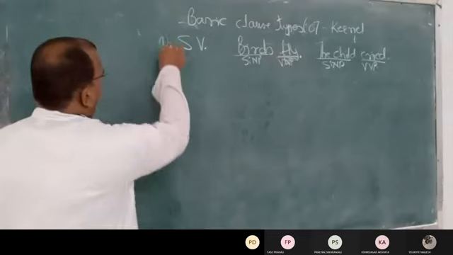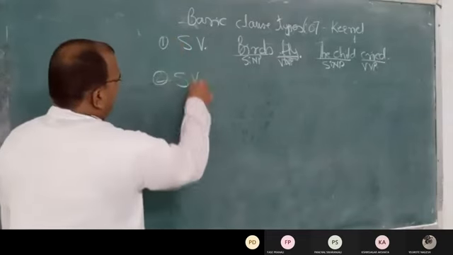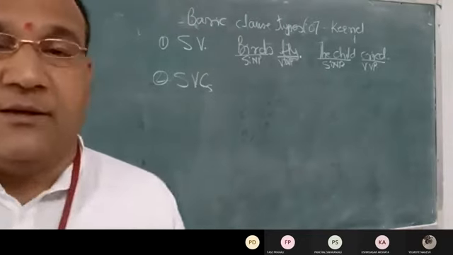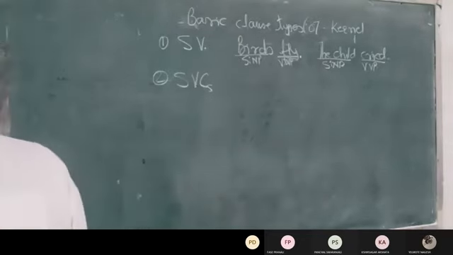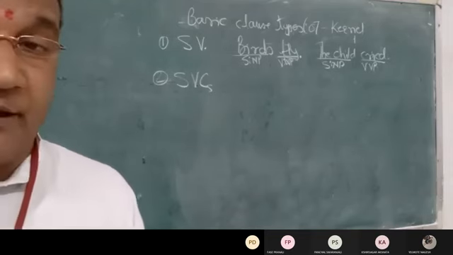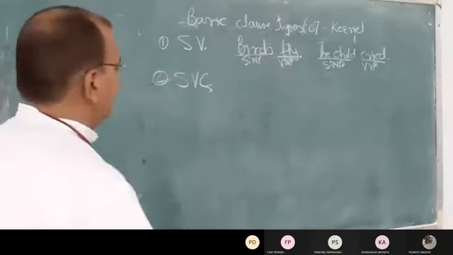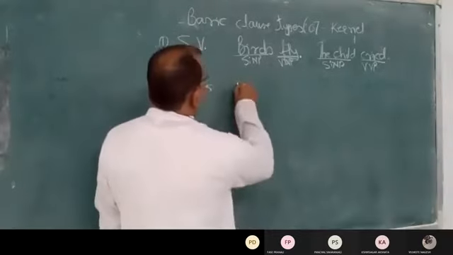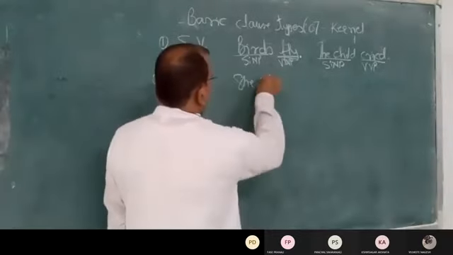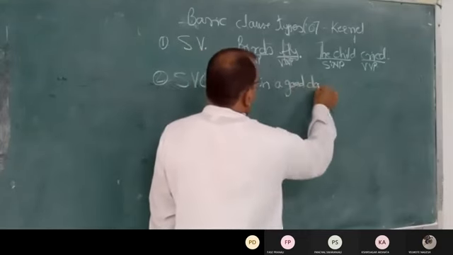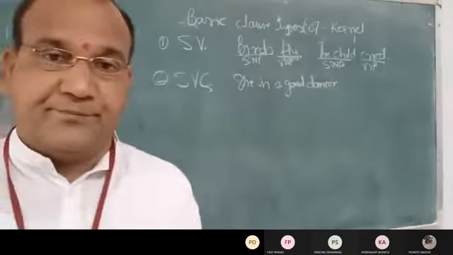Second, SVCS. Subject, verb, complement to subject. So what type of verb do we require here? Linking verb, intensive verb. Like, she is a good dancer.